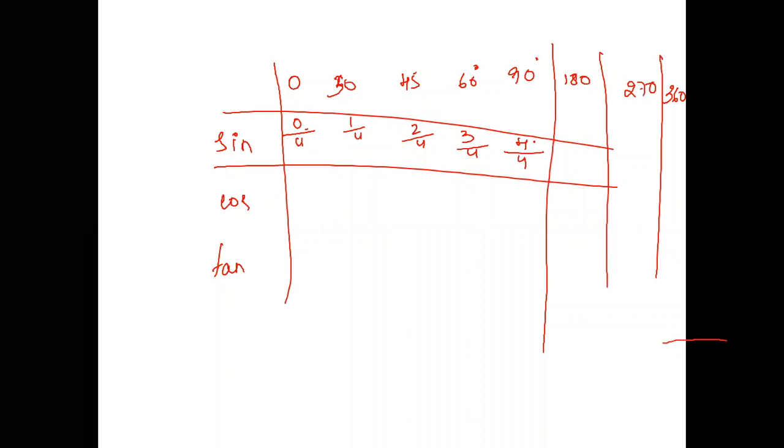How will the value go? Sine 90 degree is 1. Then you have to put 0, minus 1, 0. So when it comes to cos, write it in the reverse order. From 90 degree, write it in the reverse order. So it is 0, minus 1, 0, 1.